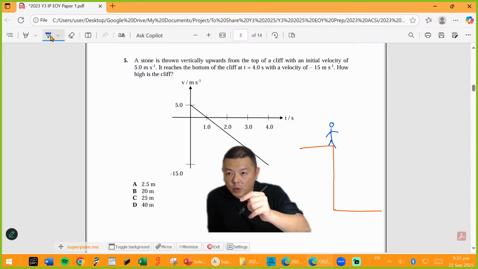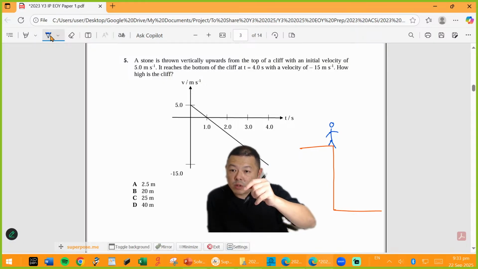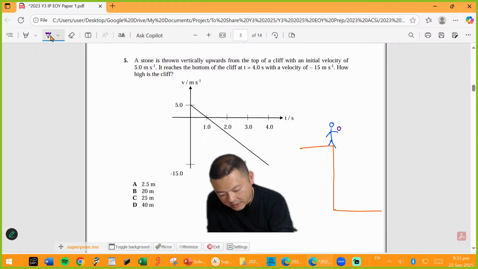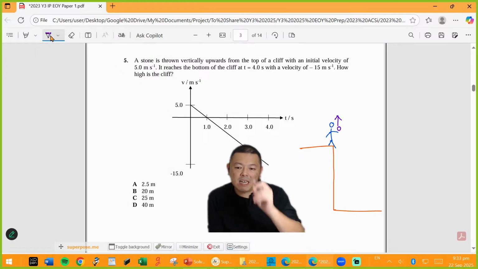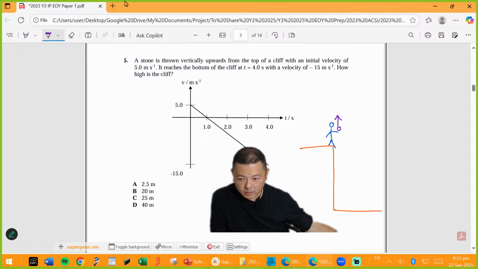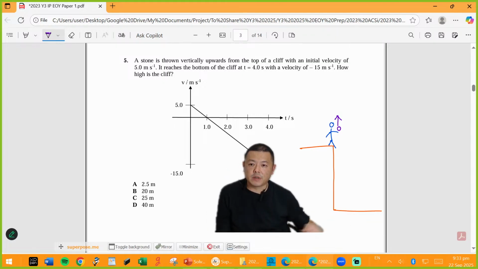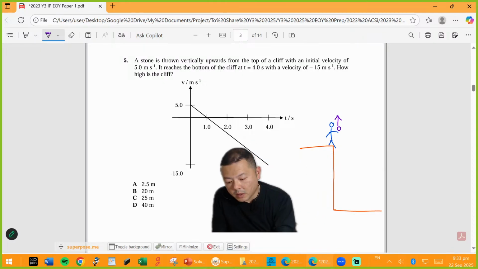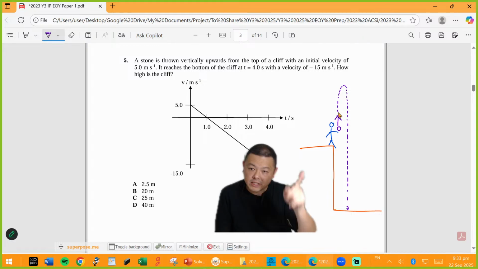he's throwing the stone. Where's the stone going? The stone is going up, right? The stone went upwards. So we throw the stone upwards like that. What's the initial speed of the stone? 5. Okay. So at some point it's going to go up. It will not continue going up forever. It will come back down, and then it will hit the ground, which is at the bottom of the cliff.